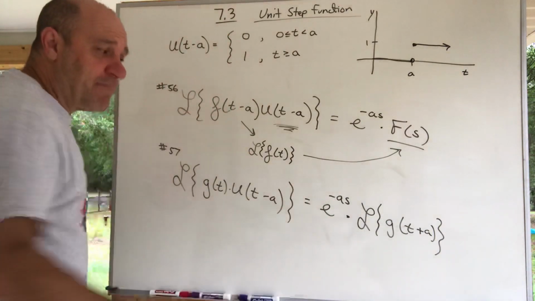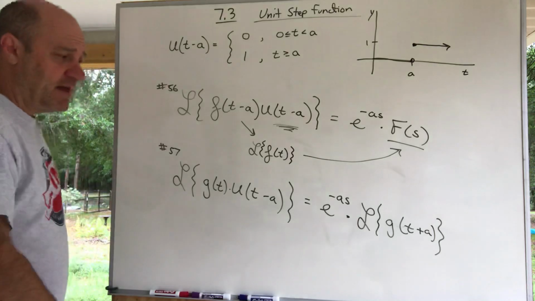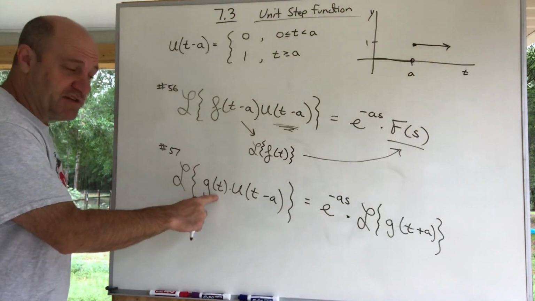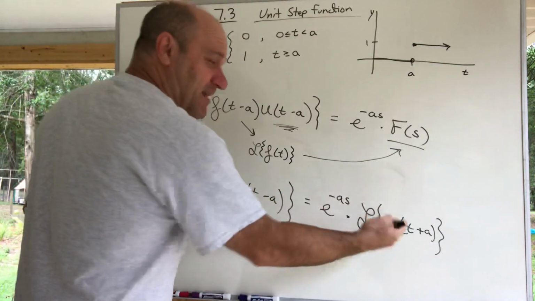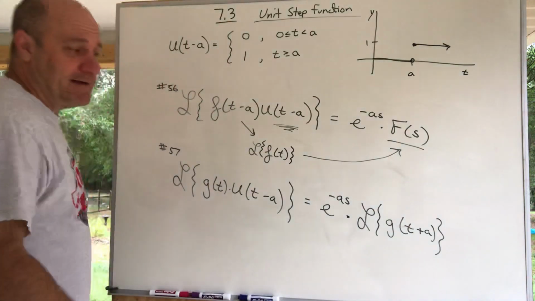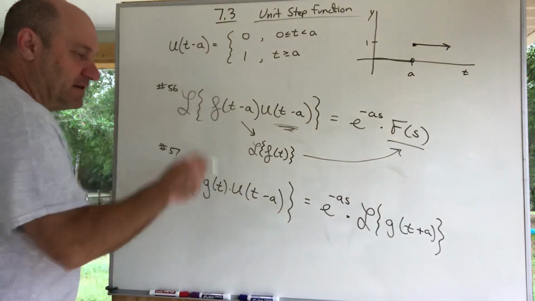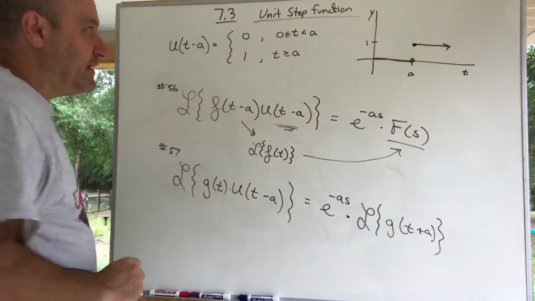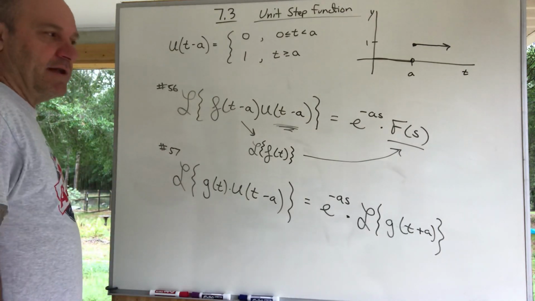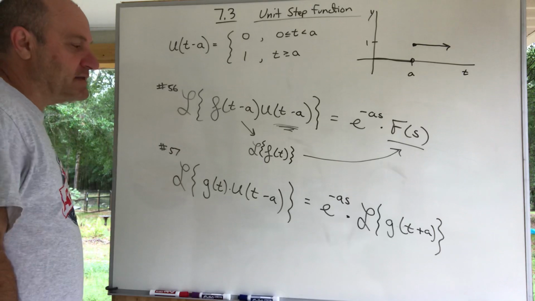And then you got to do that Laplace. I mean, I don't have a name for that. That's not big G of s. The Laplace of g would be big G of s. That's not what it is. It's the Laplace of the shifted g. So that gets a little tricky. This gets a little tricky here at the end of 7.3. A lot of good homework problems to practice.